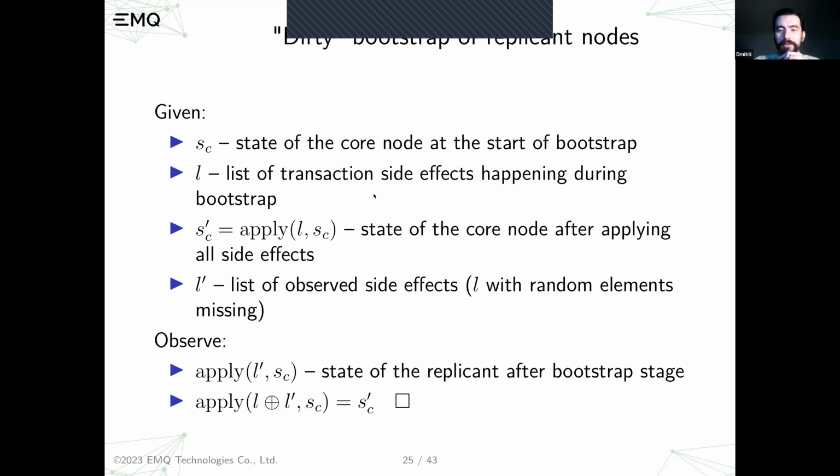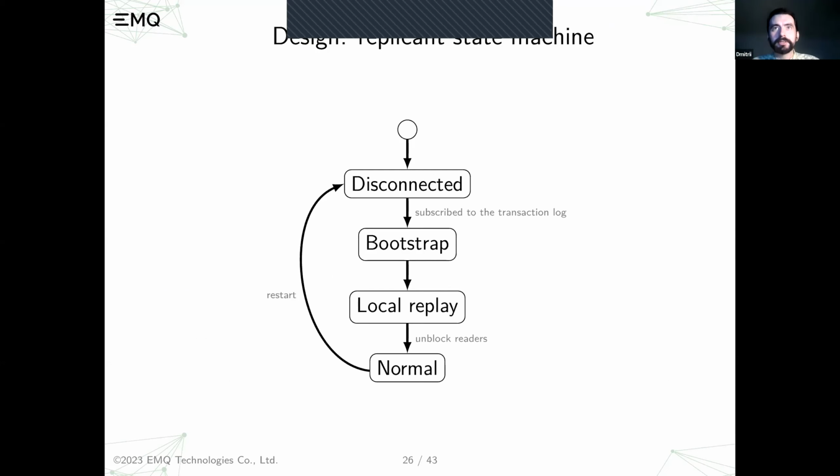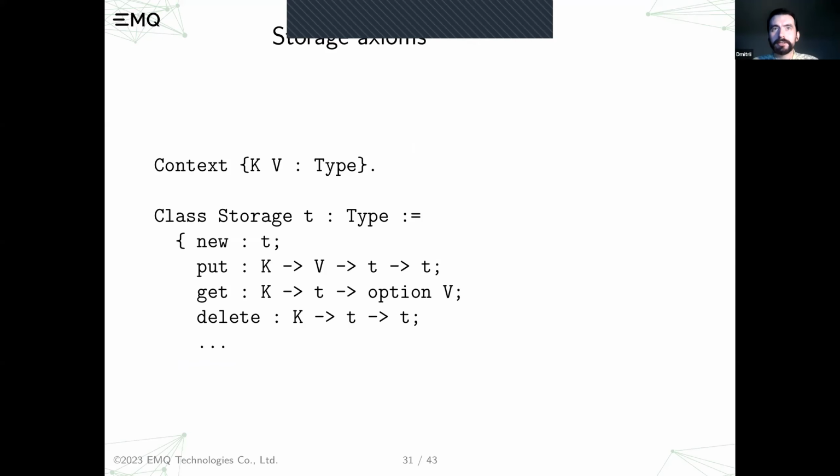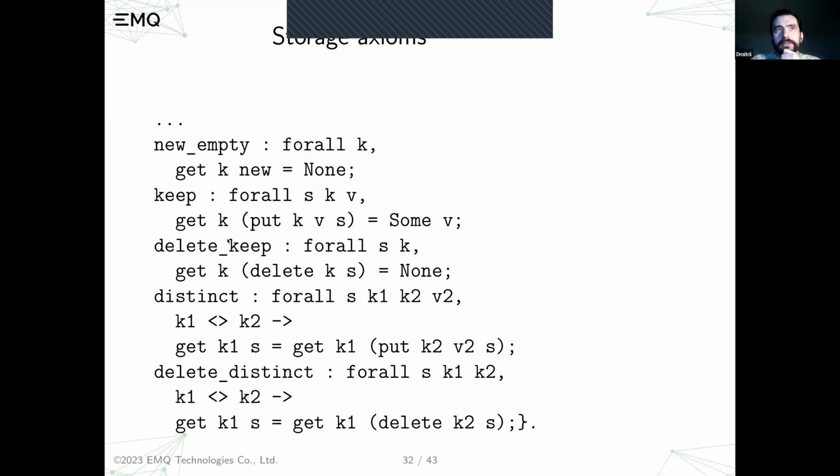Then we replayed the transaction log on top of this corrupted state. So we modeled this whole situation in Coq using an abstract definition of a key value storage with some pretty trivial operations like create new storage, update value, delete, read, etc.